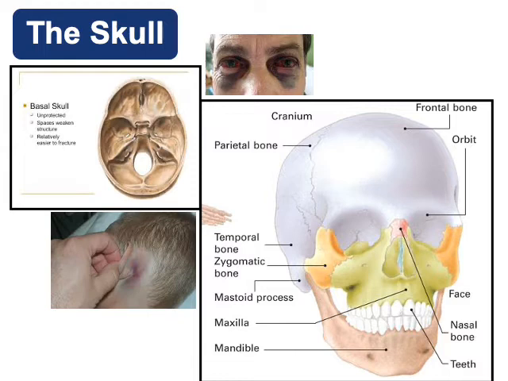So raccoon eyes and Battle's sign are a fairly late sign. One of the earliest signs you might see is that, because these are fluids leaking out, they can leak out of the ear or out of the nose. So you might see someone whose mechanism tells you they hit their head, and they have this fluid coming from their nose or their ears, and it might be mixed with blood. That's cerebral spinal fluid and blood mixed together, and that's telling you that they might have a basilar skull fracture.